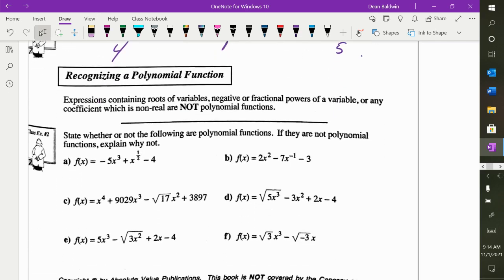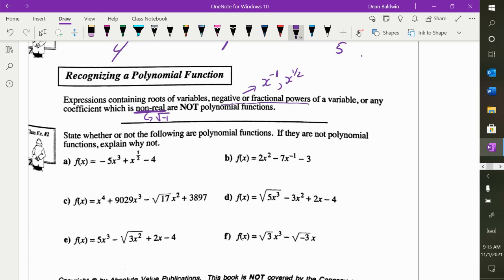So I'm defining polynomial functions. Polynomial functions cannot have negative or fractional exponents or powers. You're not allowed to have them. Or non-real numbers. What's a non-real number? When I say a non-real number, what am I talking about? Yeah, square root of a negative. So any negative or fractional exponents, so exponent of negative 1 or exponent of a half or a third or whatever, not polynomials.